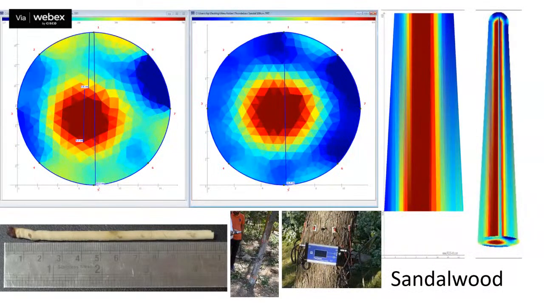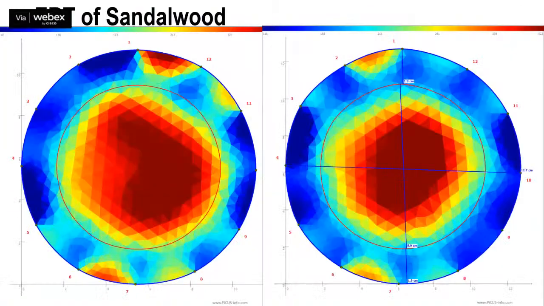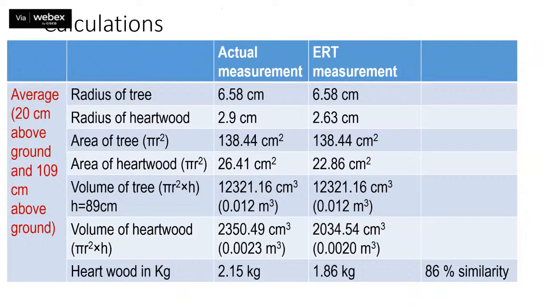Next we moved to sandalwood standing trees, and we measured and got 3D diagrams at different heights. This also showed very encouraging results, and when we saw the calculation, we found 86% similarity with the tree. We measured at 2 heights, one is 20 centimeter above the ground and the other 109 centimeter above the ground level.